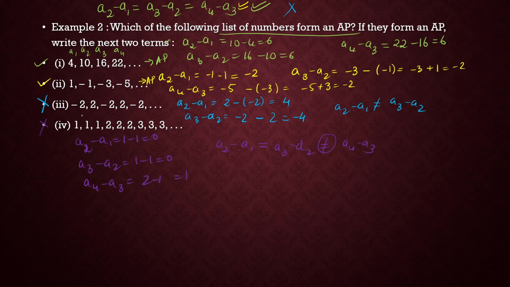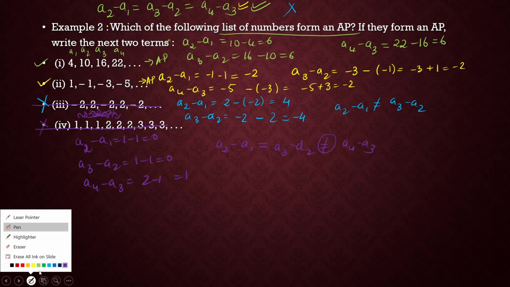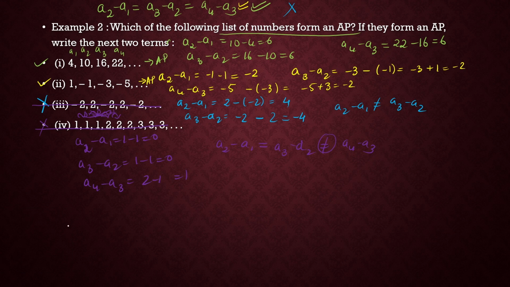So here all the common differences must be the same. It must be a fixed number. Here it is 0, 0, but then it is plus 1, which is not okay for us. So your third one and fourth one are not an AP. Only your first two are AP. Now let's go through the sub question. What is the sub question? If they form an AP, write the next two terms.